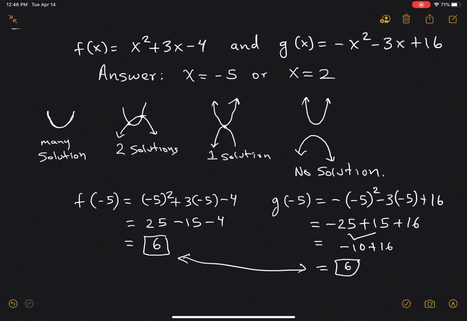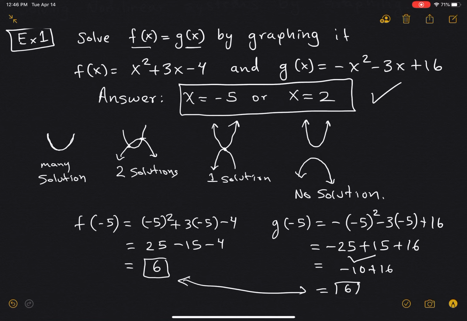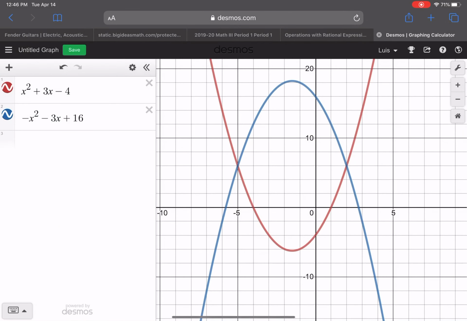Okay, so again, all of this work could be done for you on Desmos, and you should be able to answer your question like this: x equals -5 and x equals 2.